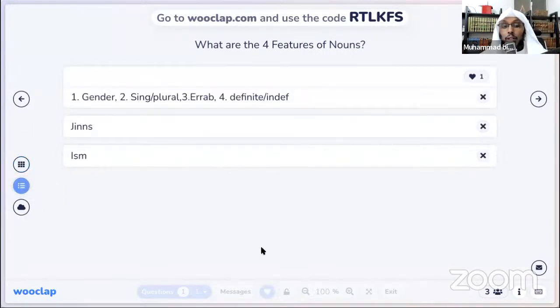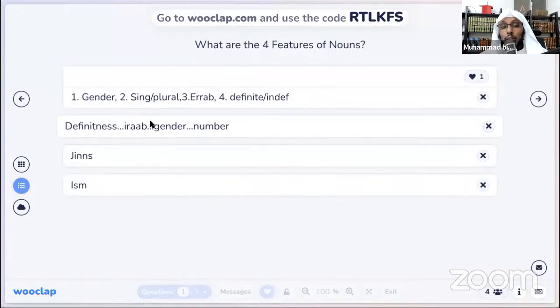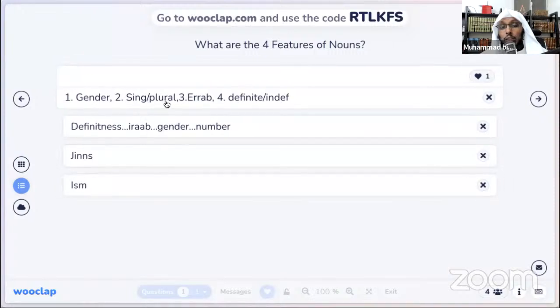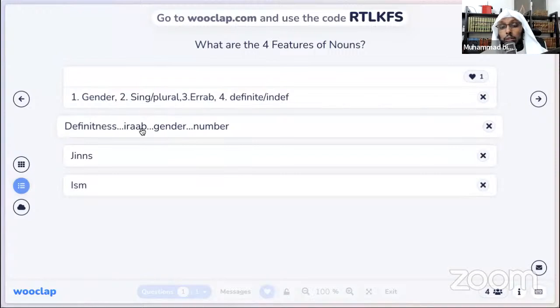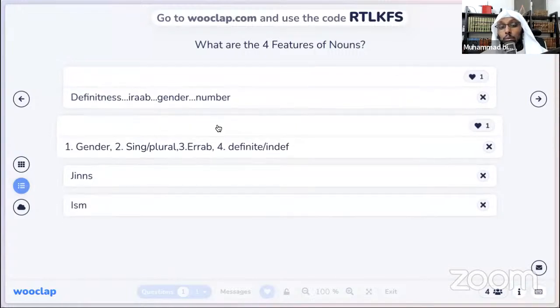So we have jins. Jins, you mean, I suppose, gender. Anyway, here we have someone, barakallahu fihi, or fiha, that's mentioned all 4, which is definiteness, single, plural, what we call number, i'rab, and gender, or definiteness, i'rab, gender, or number.